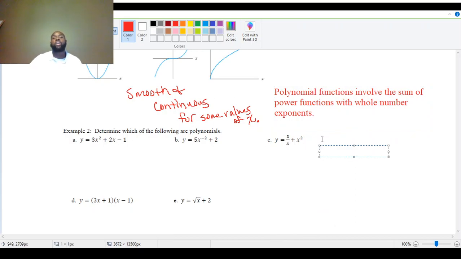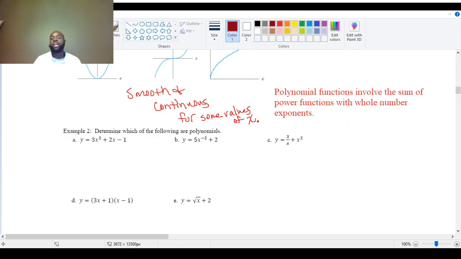Now, by whole numbers, you got to remember your sets of numbers, right? Whole numbers are numbers such as 0, 1, 2, 3, 4, 5, right? So you can't have negative exponents and you can't have fractional, rational or irrational exponents, right? So if it's a polynomial, it's going to be a sum of power functions where p is a whole number, and a whole number is 0, 1, 2, 3, 4, 5.